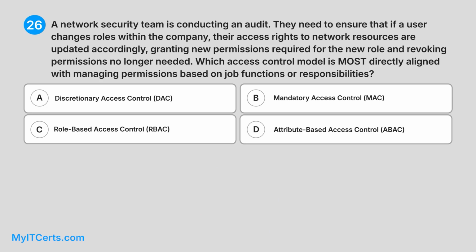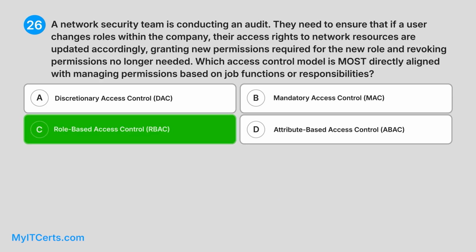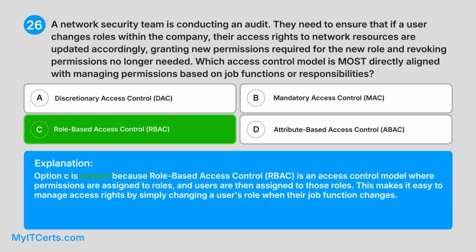Correct answer. C. Role-based access control, RBAC. Explanation. Option C is correct because role-based access control, RBAC, is an access control model where permissions are assigned to roles, and users are then assigned to those roles. This makes it easy to manage access rights by simply changing a user's role when their job function changes.